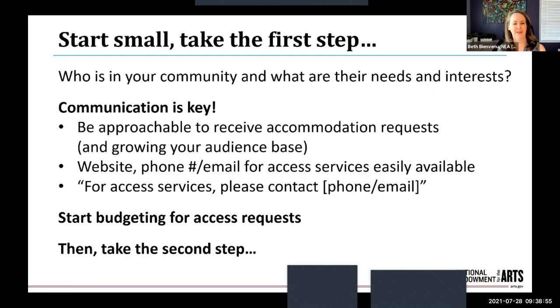So we said to start small and take the first step. Determine who's in your community and what their needs and interests are. Communication is key. Be approachable to receiving accommodation requests and growing your audience base. Provide your website, phone number, and email for access services, and make it easily available. And then be sure to include a statement for access services, please contact, with your phone and email, and start budgeting for access requests. So these are just some of the basics. And then once you've taken the first step, take the second step.